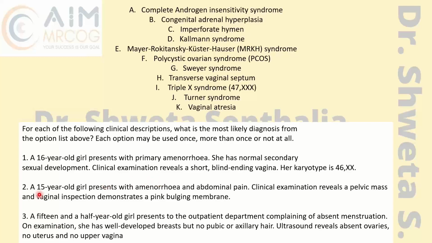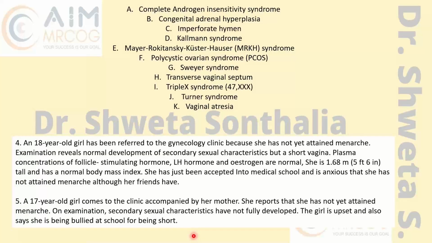Very good, my dear. Because there is no uterus, there are only two diagnoses: either Mayer-Rokitansky-Küster-Hauser or androgen insensitivity. And she has no secondary sexual characteristic, only breast. So it supports androgen insensitivity. Very nice. Excellent. Now next.